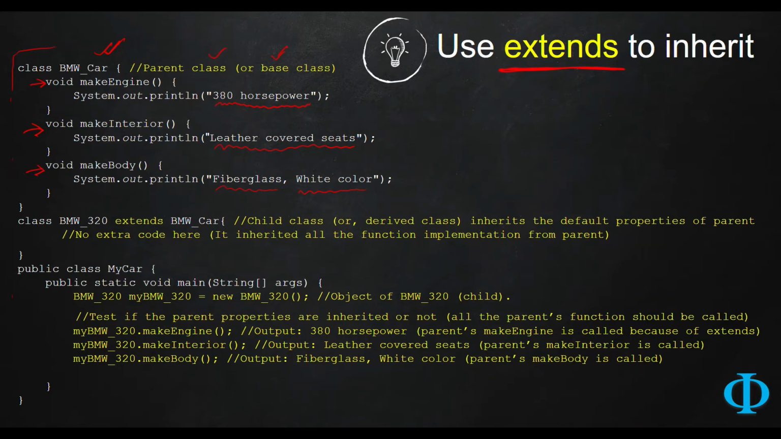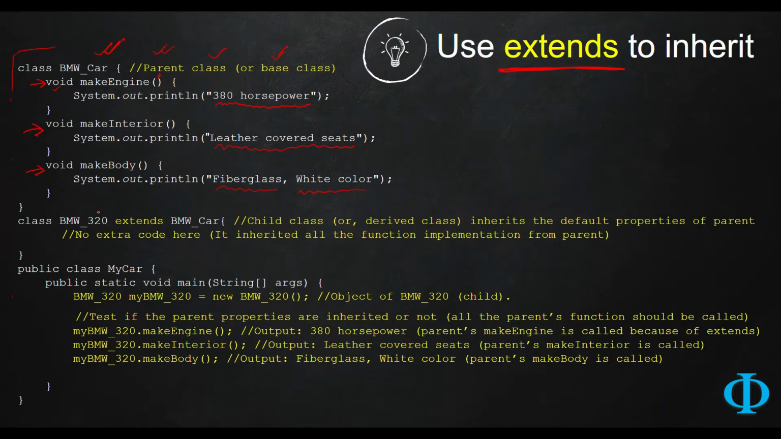Just for simplicity, I have used void functions with no return and no parameters inside any of these functions. But it is up to you. You can have any types of functions in here. So that is our BMW car class, which is a parent class providing all the general purpose functionalities of a BMW car. Now, let us consider a specific model of this BMW car.